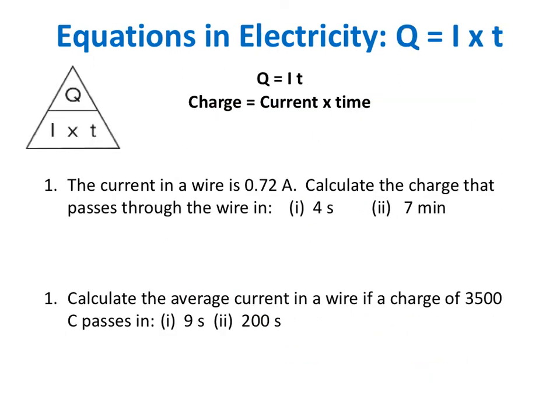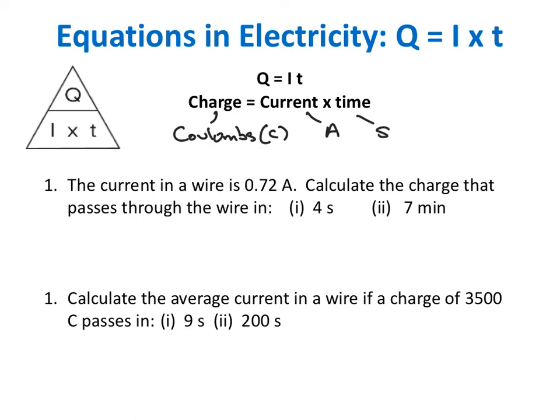Okay, a second equation that we need to know is Q equals IT. So Q is a new thing for us. It represents charge. I we already know because that's the symbol for current. And a lowercase t, and it is a lowercase t, is a symbol for time. So the unit of charge is coulombs, and we represent that with a C. We know that the unit of current is amps, and we know the unit of time is seconds.